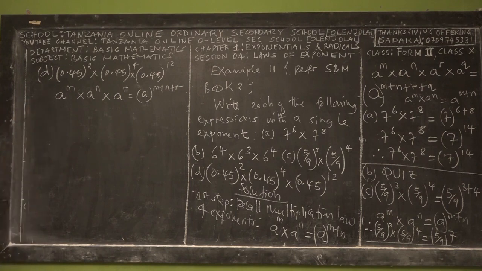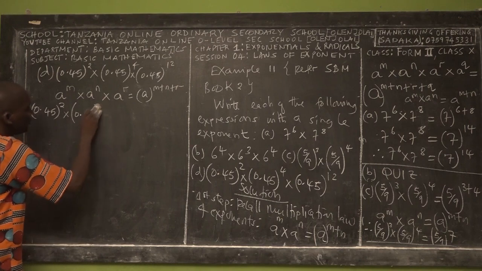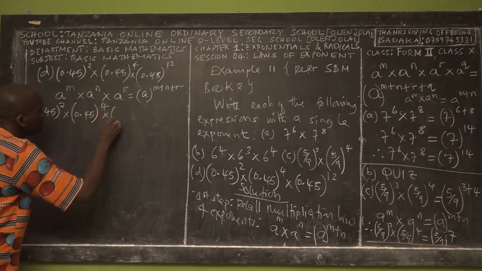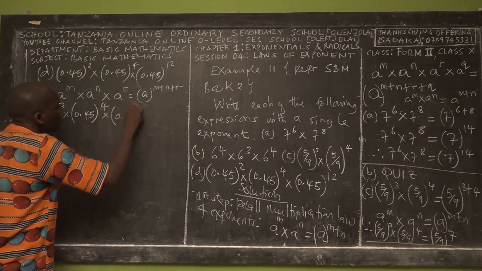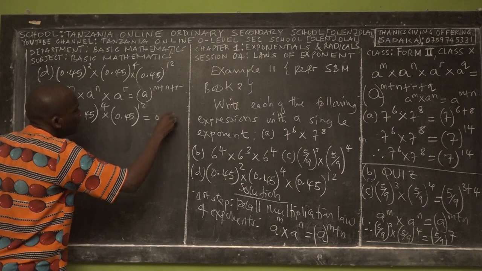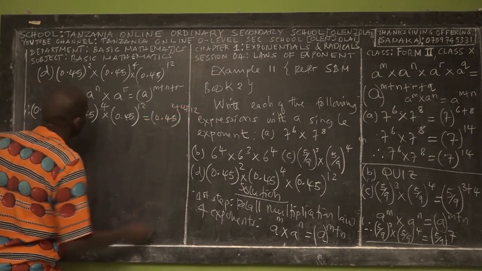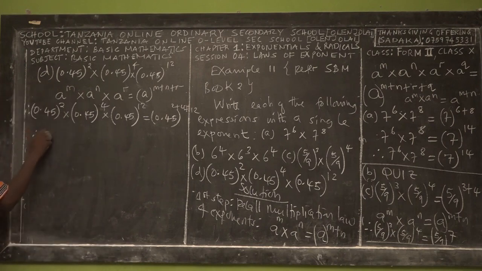So do they have the same base? Yes. Because they have the same base, we can add the exponents. Therefore, we say that 0.45 power 2 multiplied by 0.45 power 4 multiplied by 0.45 power 12 is equal to 0.45 power 2 plus 4 plus 12.